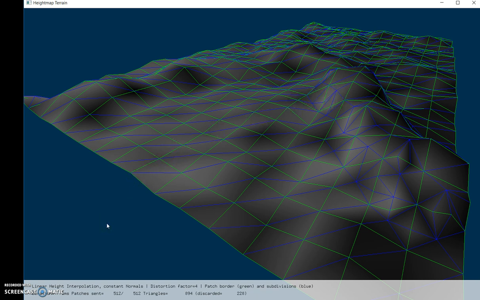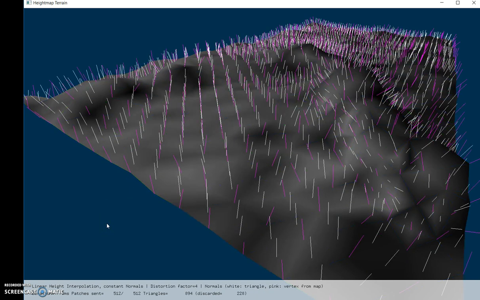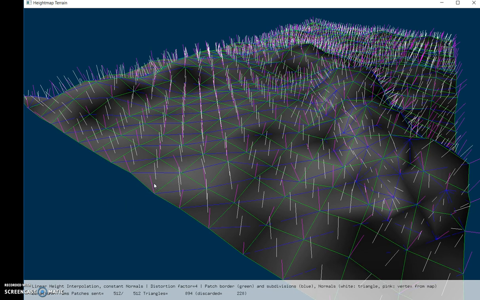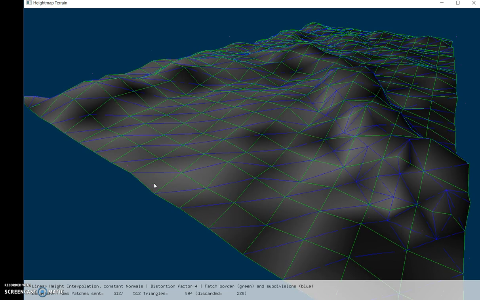We have a second wireframe representation for the normals. The white normals are associated to the triangles, and the pink normals are associated to the map itself. It's computed for the map, and we can combine both representations. You are able to increase or decrease the distortion or tessellation factor.